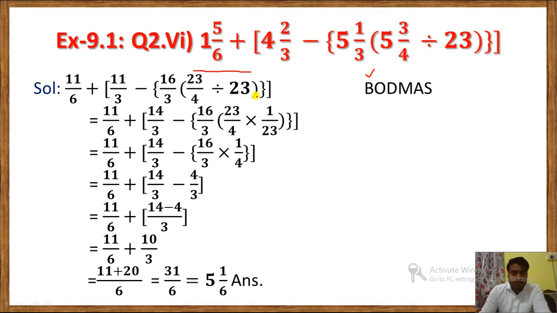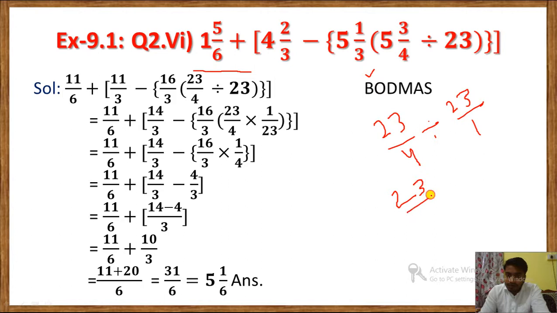So here in the small bracket we have 23/4 divided by 23. We can write 23 as 23/1. Now we have to divide this term by this fraction, so we can write 23/4, and this division will change into multiplication, and this fraction will change into its reciprocal, that means 1/23. So 23 cancels, and from here we are going to get 1/4.